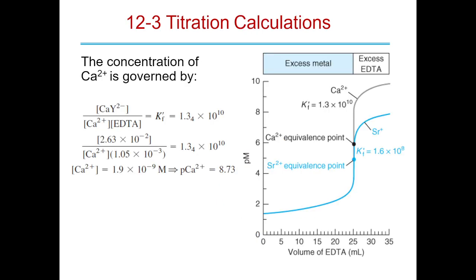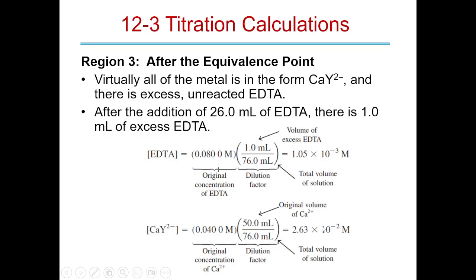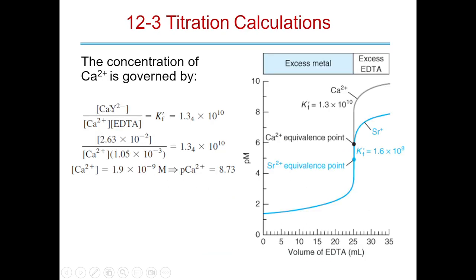You plug that in to your formation constant expression, just like you've probably gotten used to at this point. And so your formation constant expression will have the bound form that we just calculated right here, that calcium Y2 minus form on the top. It will have the free calcium, which we don't know, which we're trying to find. And it will have the free EDTA as your EDTA amount that's dissociated.